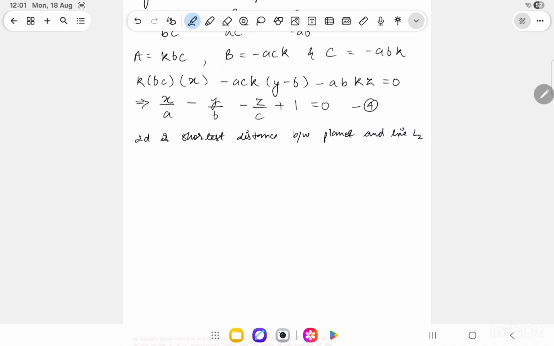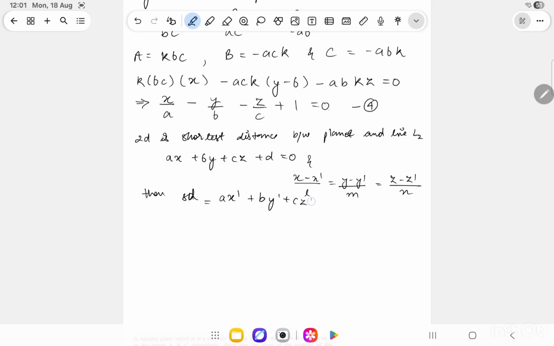And we have a direct formula to find the shortest distance between a given plane and a given line. That is, if my given plane is Ax + By + Cz + D = 0 and the equation of the line is (x − x')/l = (y − y')/m = (z − z')/n, then the shortest distance is SD = |Ax' + By' + Cz' + D| / √(A² + B² + C²).